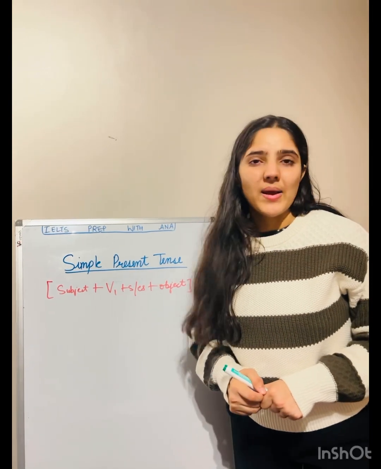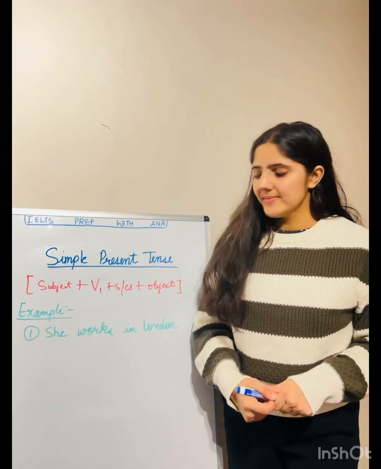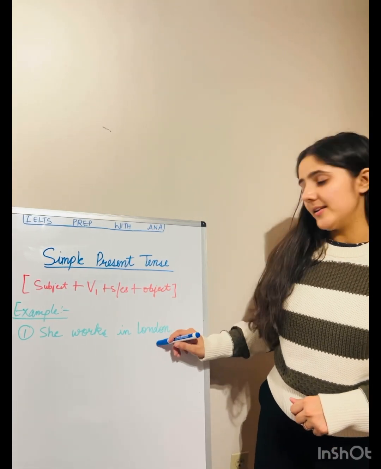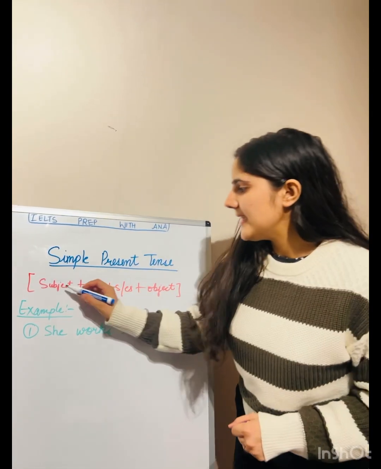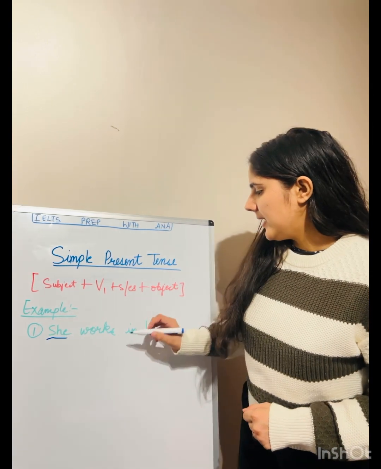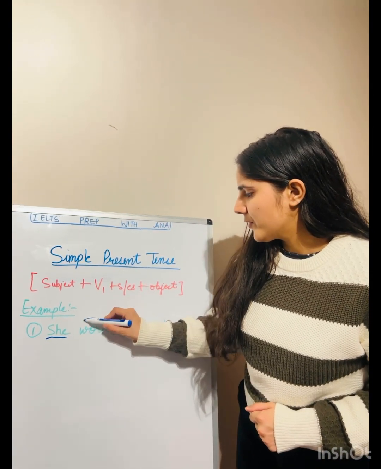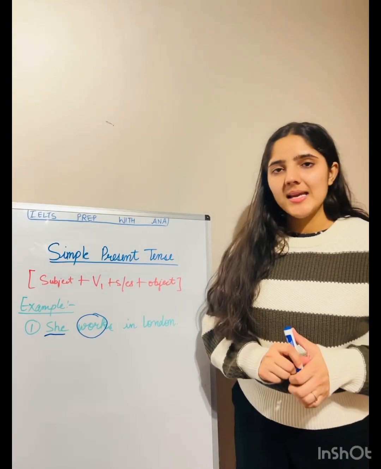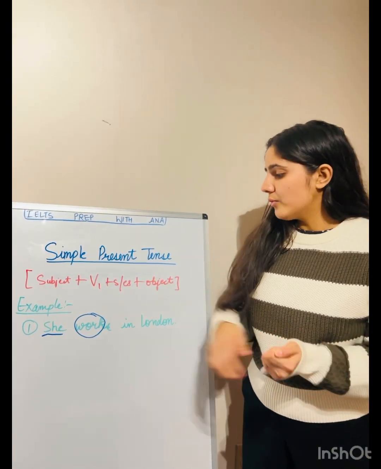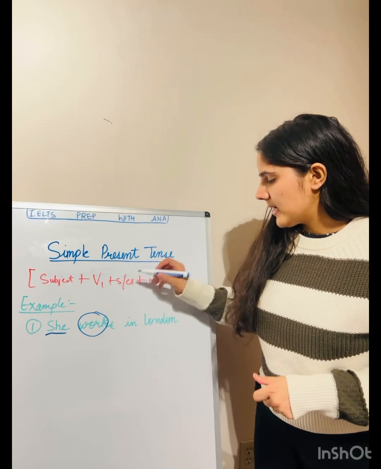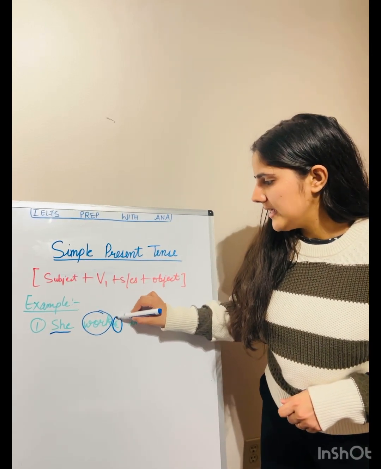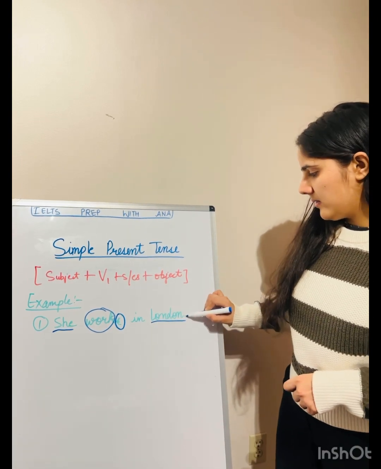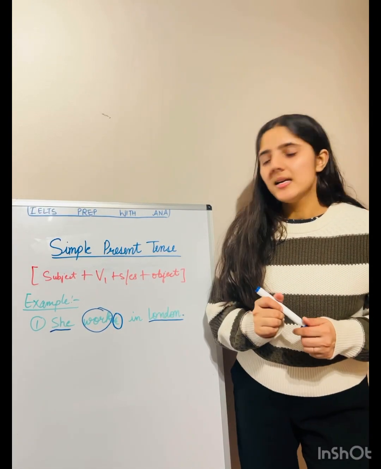Let's see some examples and then learn. So here is the first example. She works in London. So she is the subject, and then verb first form is work. We have already learned verbs in my previous videos. So work is the first form, and then we will use s or es, and then object is London. So this is the simple present tense.